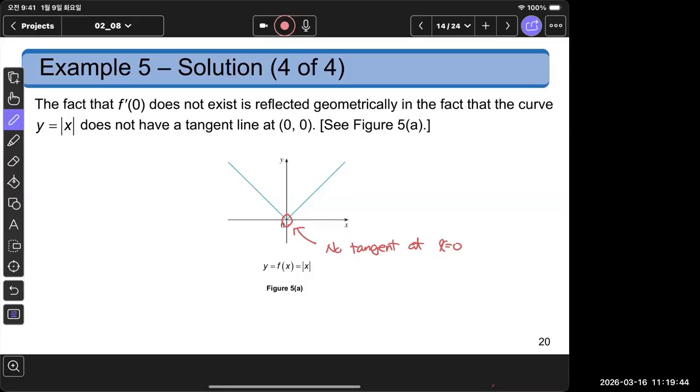Anyway, we just observed one example of a function which may not be differentiable at a certain point. Right?